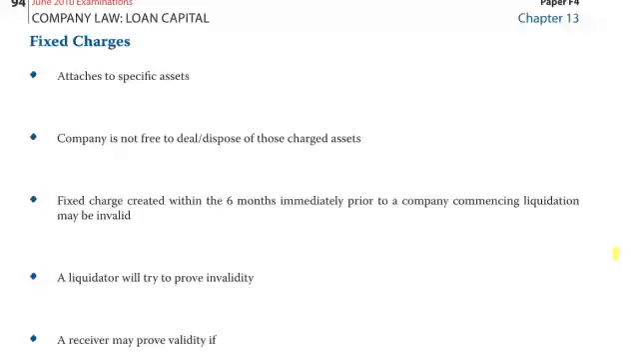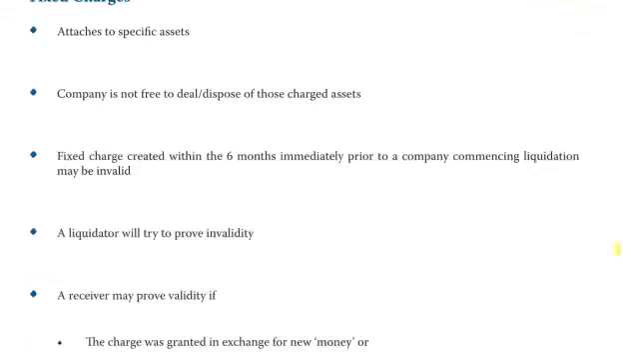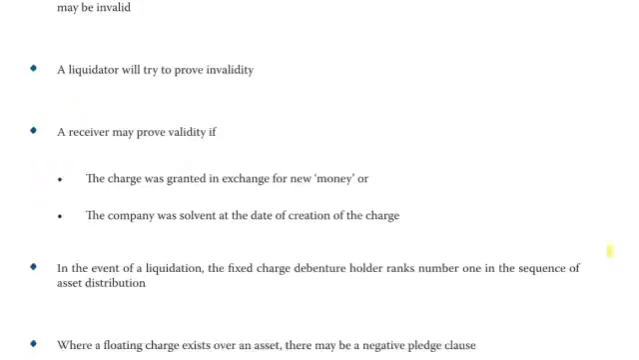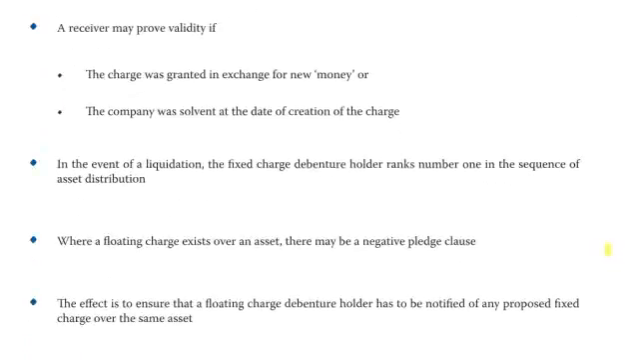Now, such a fixed charge created within the 6 months prior to the commencement of a liquidation may be held to be invalid, and a subsequently appointed liquidator within that 6-month period will seek actively to try to prove invalidity. A receiver, however, who may have been appointed by the fixed charge debenture holder, may alternatively seek to prove that it is valid, and can do so if he can show that either the charge was created in exchange for new money coming into the company, that it wasn't given in exchange for an existing debt, or secondly, he may prove the validity if the company was solvent at the date of creation of the charge. That is, even though no new money was coming in, nevertheless the company was in a position to pay its debts as they fell due.